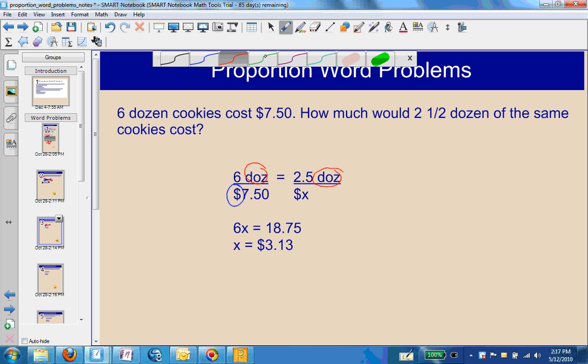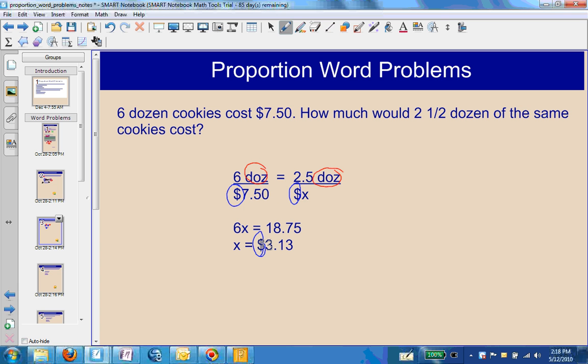So we're looking for cost, so our X goes beside our dollar. Now, if you put your units into your proportion, you'll always know that your proportion is set up correctly and what you're solving for, what unit goes with it. So in this case, we know our answer should be with dollars. We should have the dollar symbol beside our answer.